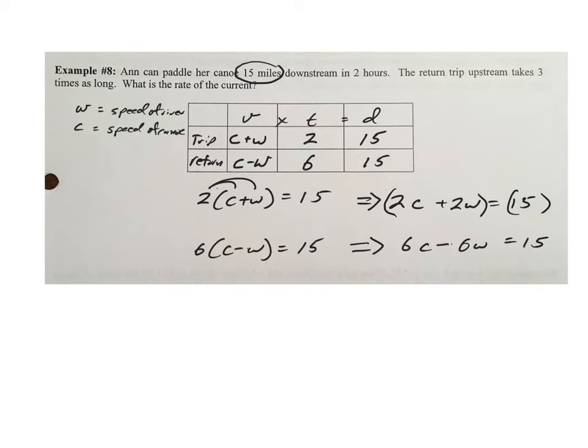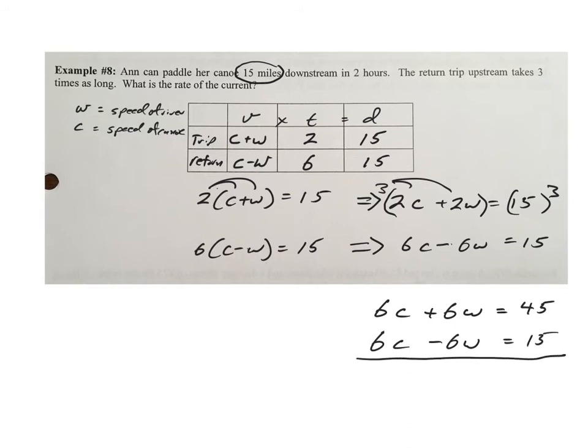Okay, again, I am going to multiply the top by -3. Or I could just multiply by 3. Actually, I'm just going to multiply it by 3. Positives are so much nicer. So let me rewrite both of these equations. I'll distribute the 3 on the top one, and I'll get 6c plus 6w equals 3 times 15, which is 45. And I won't touch the second one: 6c minus 6w equals 15.